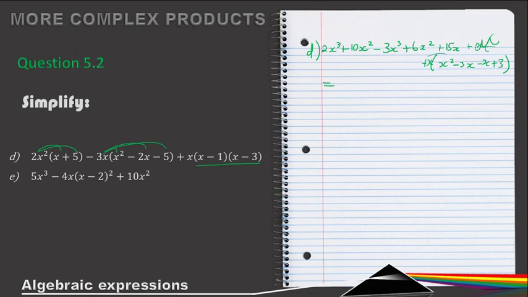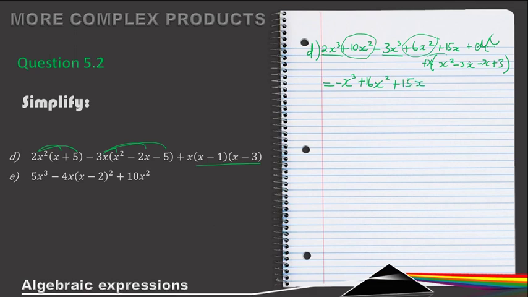Okay. Now for the next step, I'm just going to start adding like terms here while I multiply this one out. So here we've got these two, and we have these two that are like terms so far. So just to make this sum shorter, we've got 2x to the power of 3 minus 3x to the power of 3. That gives me negative x to the power of 3. 10 plus 6 is plus 16x squared. And then we have that plus 15x.